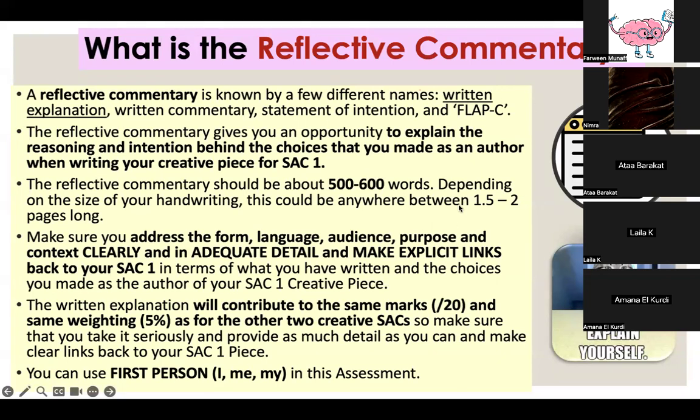So what is reflective commentary? Usually in our school, we call it the written explanation. And on your SAC booklet tomorrow, on the front page, it will say written explanation. So don't get mixed up. But it's often known by a number of names. VCAA calls it the reflective commentary. That is the new terminology for this study design. But it's also known by a few different names, for example, FLAPC, or statement of intention, because it is a statement of your intended choices that you made.